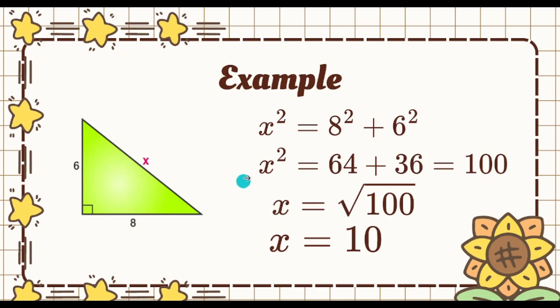Example 1: x square is 4 square plus 6 square. x square is 16 plus 36, which is 100. x is the square root of 100. x is 10.